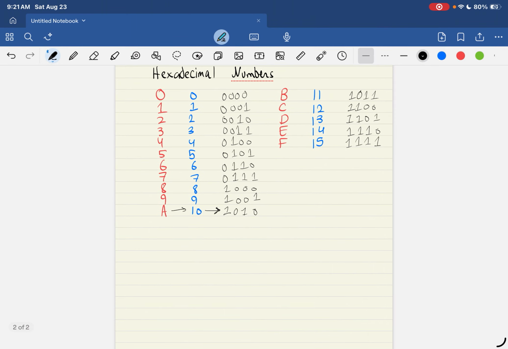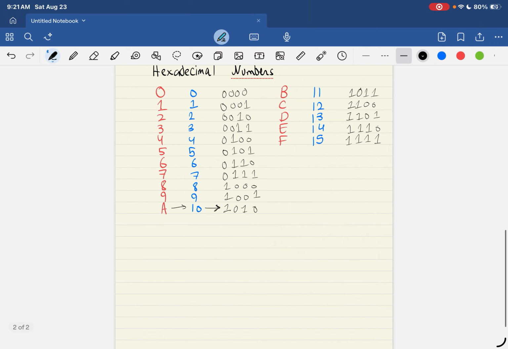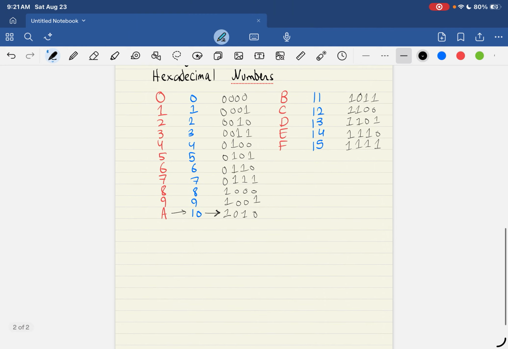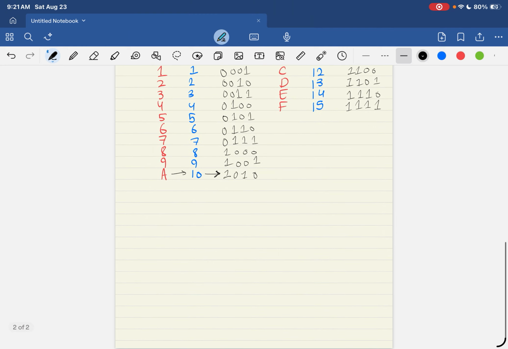Alright, I hope you've copied the table, the hexadecimal table that we had written in the previous video. Now, what are the sorts of conversions you can expect? Well, the first type of conversion you should expect is from hexadecimal to binary. Okay, and let me write down a typical example of this.